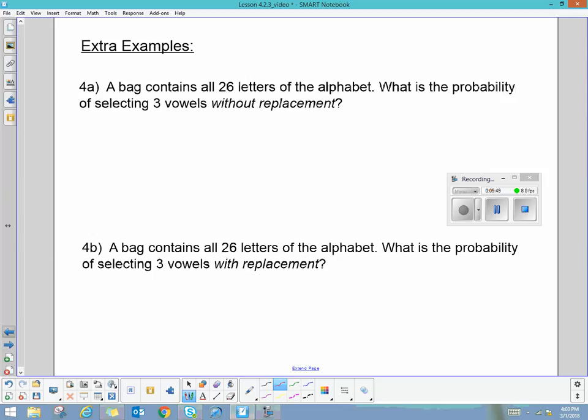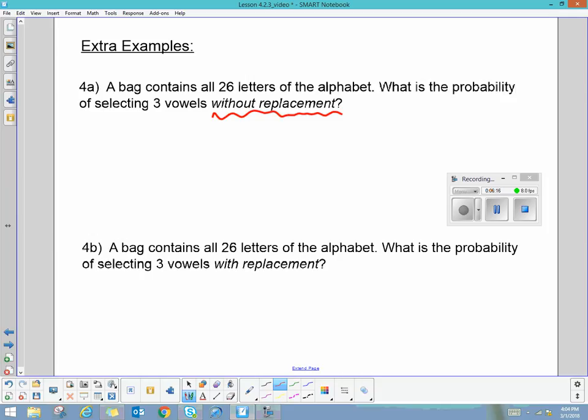So I've created some extra examples. So let's say we have a bag that contains all the letters in the alphabet, only one tile or one letter from the alphabet, so there are no repeated letters. What's the probability of selecting 3 vowels without replacement?